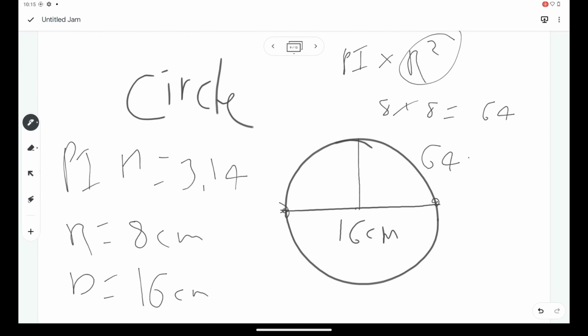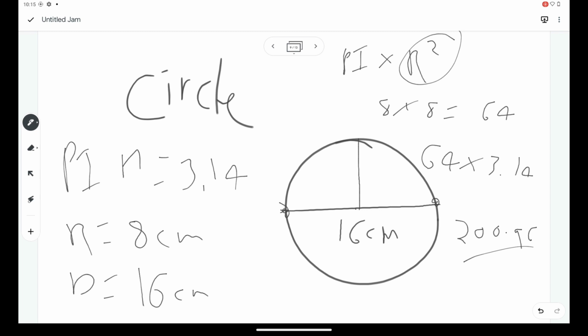So we've done the radius squared, we've got 64, so 64 times pi. So 64 times 3.14 equals 200.96. So the area of this circle is 200.96 centimeters.